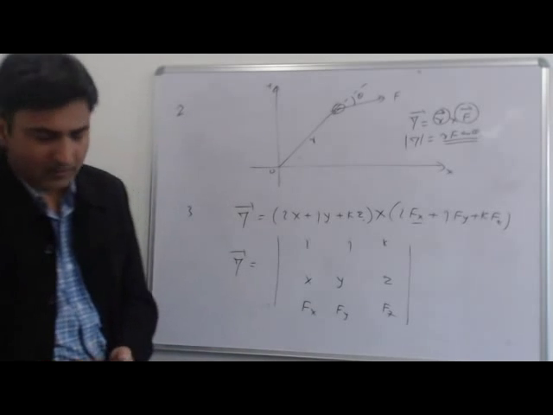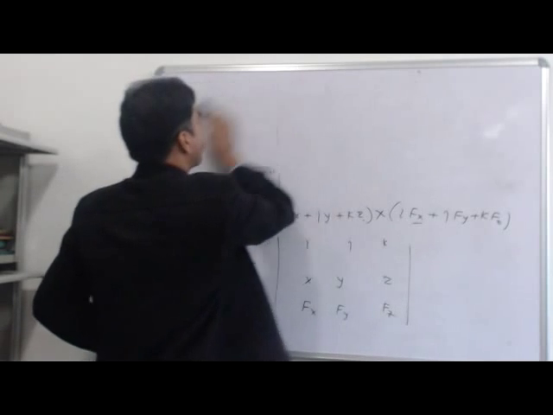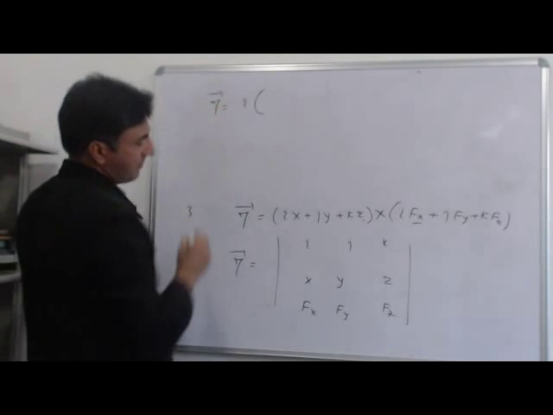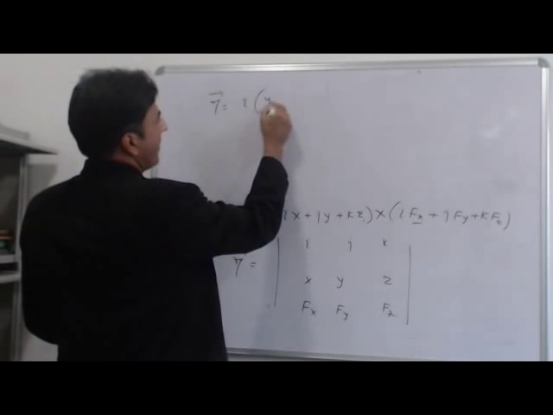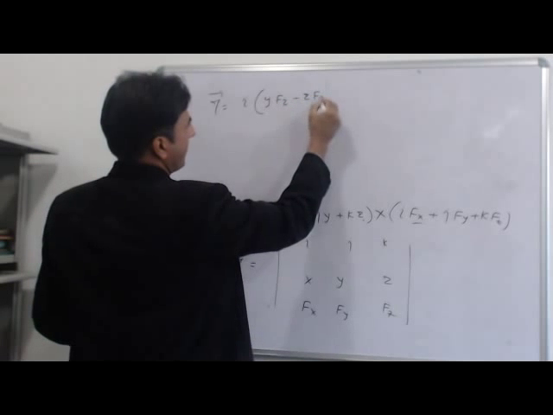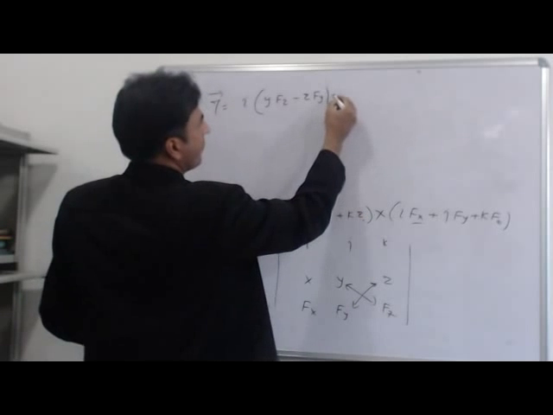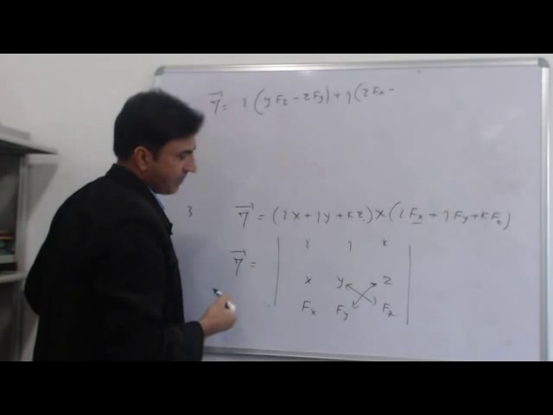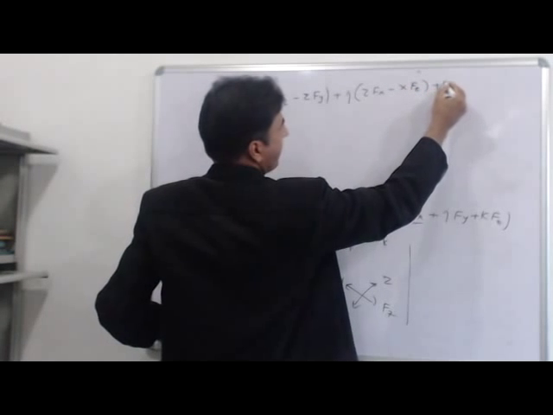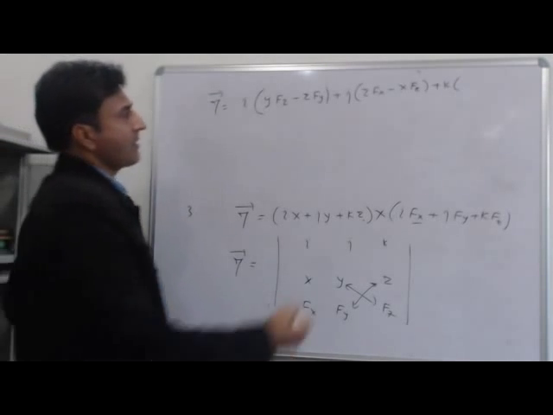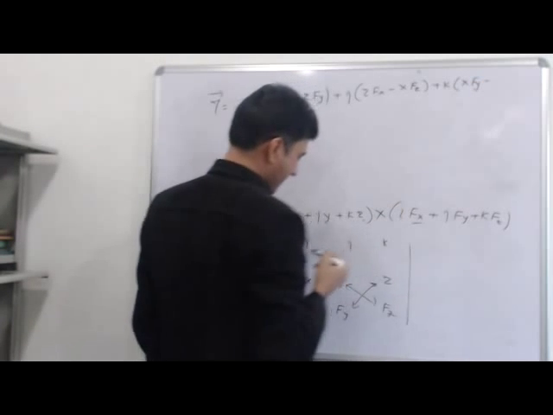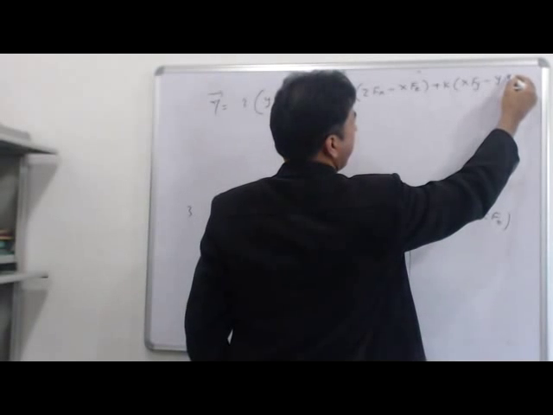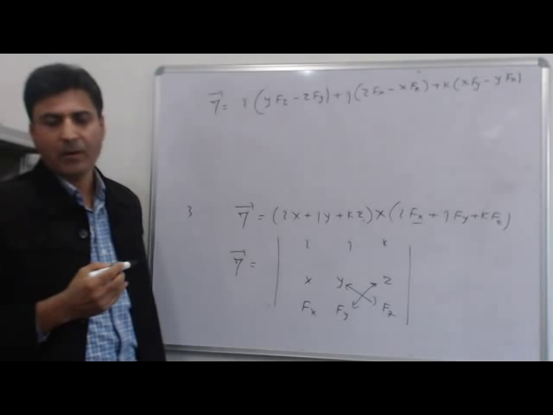Expanding this determinant, we can write it as torque equal to i times (y Fz minus z Fy), multiplying these like this, plus j times (z Fx minus x Fz), plus k times (x Fy minus y Fx). Yes, this is the expression for torque in terms of components.